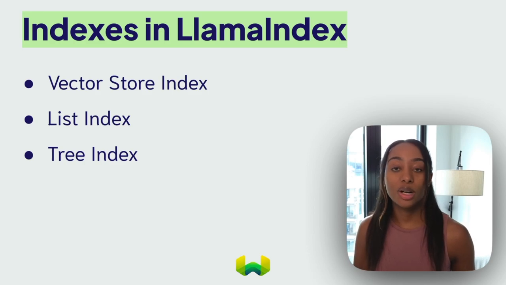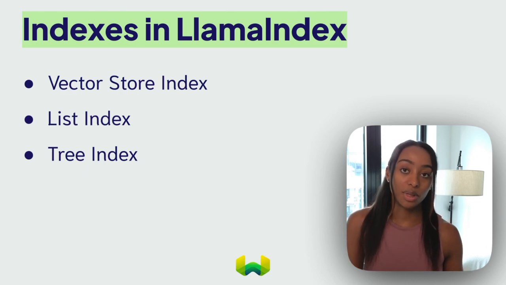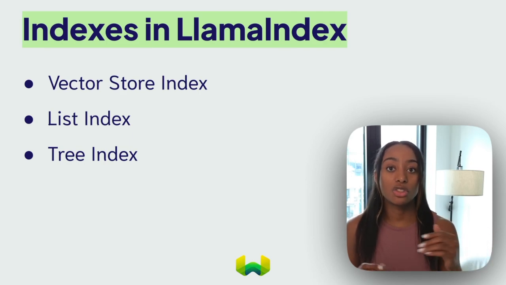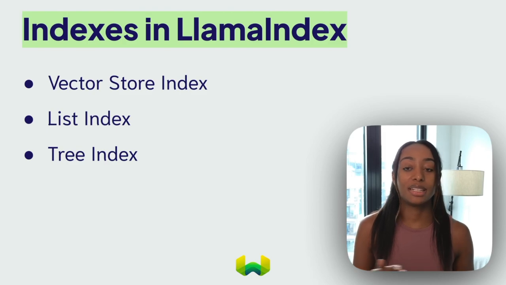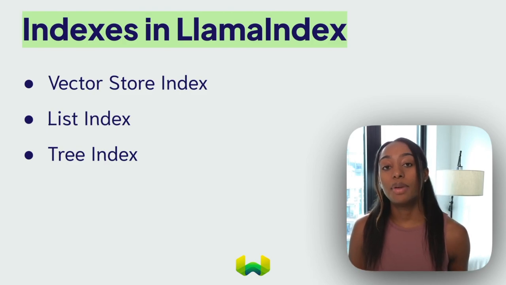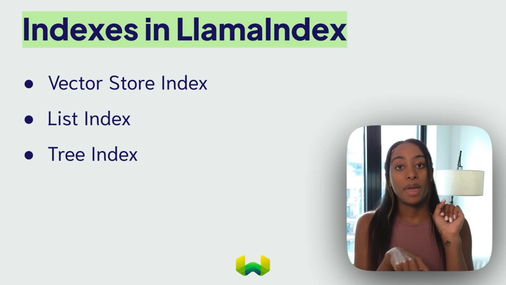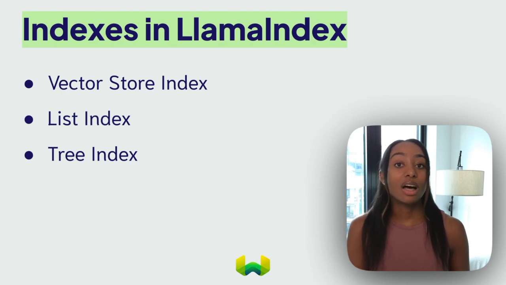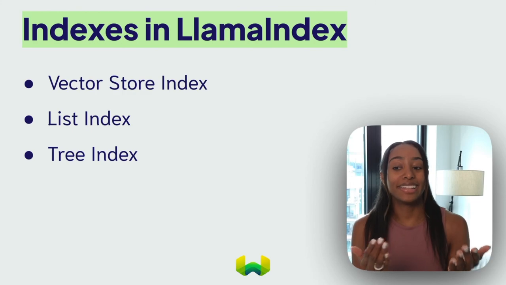What the vector store index does is it takes each node or chunk of text and stores it in a vector database along with its embedding. What the list index does is it takes the nodes and just stores them in a sequential chain. So each chunk, once it ends, the other one begins, in sequential order. And the tree index has a root node and then parent nodes, and each parent node has a child node. This is obviously really good for summarization tasks.